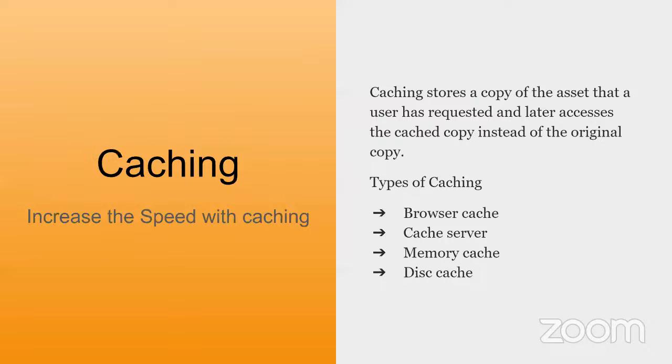You store your assets in what is expected from the user. You are expecting users to request some information, so you store this information already in a cached file, and immediately the user requests the file, they get it from the cache, which makes it closer to the user instead of getting it from the original file. The types of cache we have are the browser cache, the cache server, the memory cache, and the disk cache.